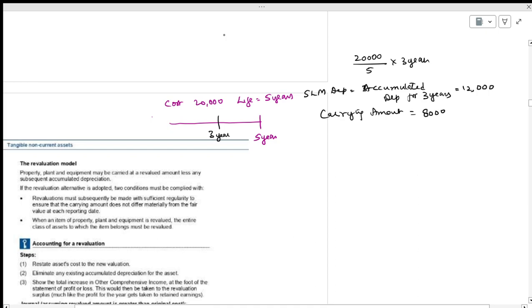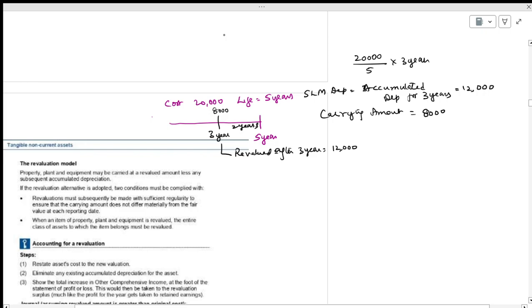Focus here. Automatically you will get 8,000. Now you have revalued the asset. You say that the revaluation after 3 years is going to be how much? Assume the revaluation is going to be 12,000. Remaining life is how much? Remaining life is only 2 years.